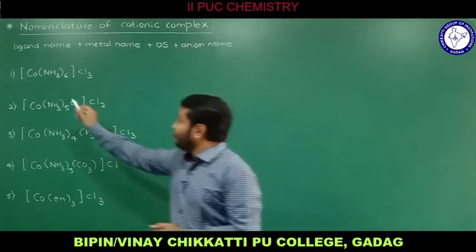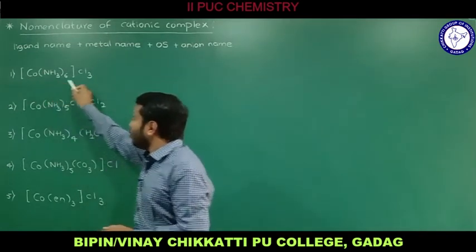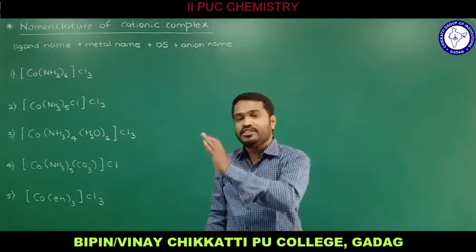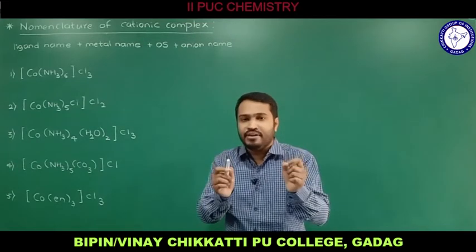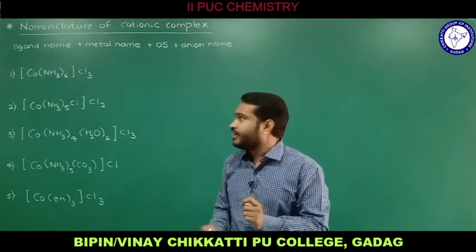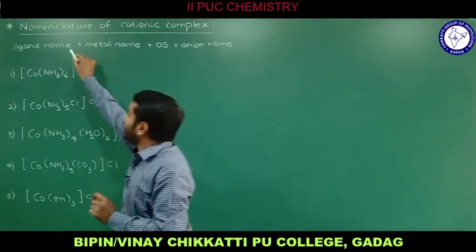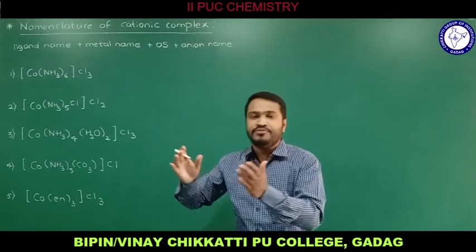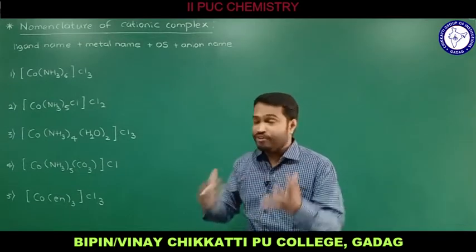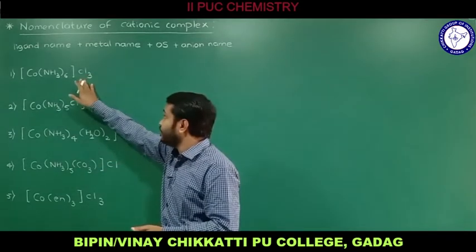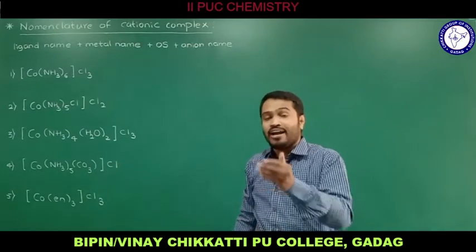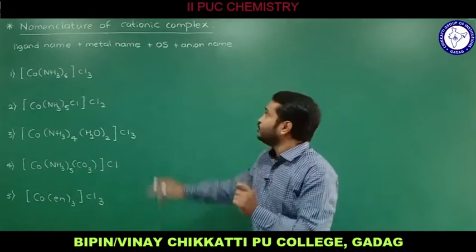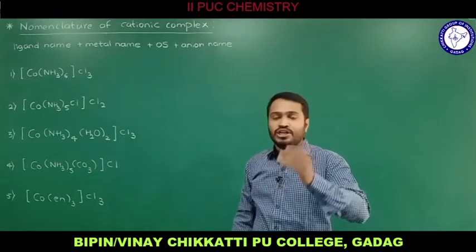While writing the name of the coordination sphere, you need to write the name in a continuous fashion. There should be no gap between the names you write. The ligand name, metal name and oxidation state, we write continuously without any gap. Whereas after the coordination sphere we have a counter ion. So while writing the counter ion we need to leave a space or gap to write the anion name. This rule you are supposed to follow.